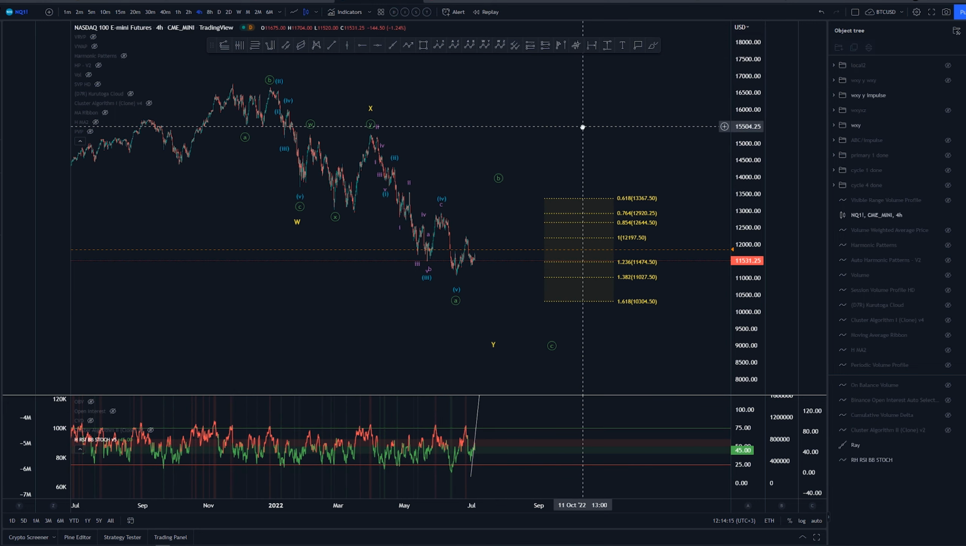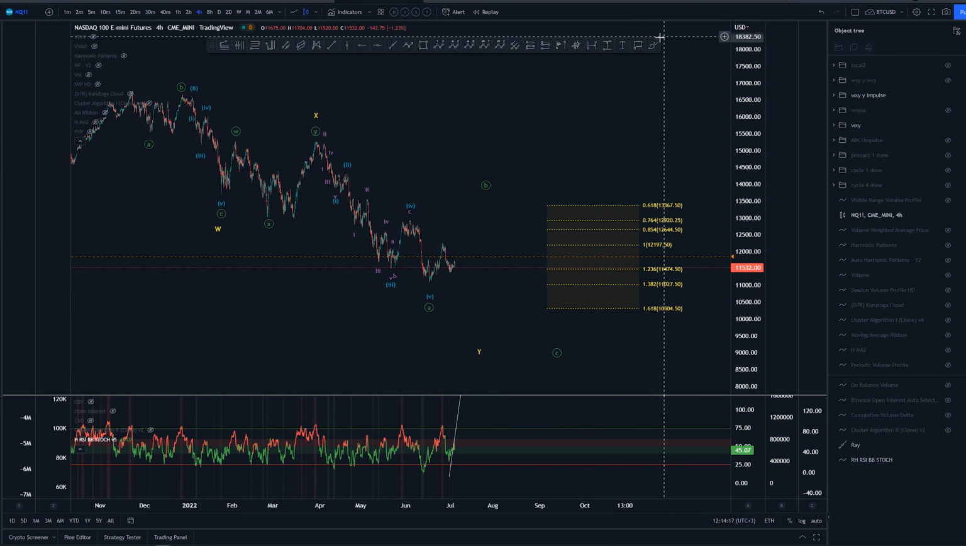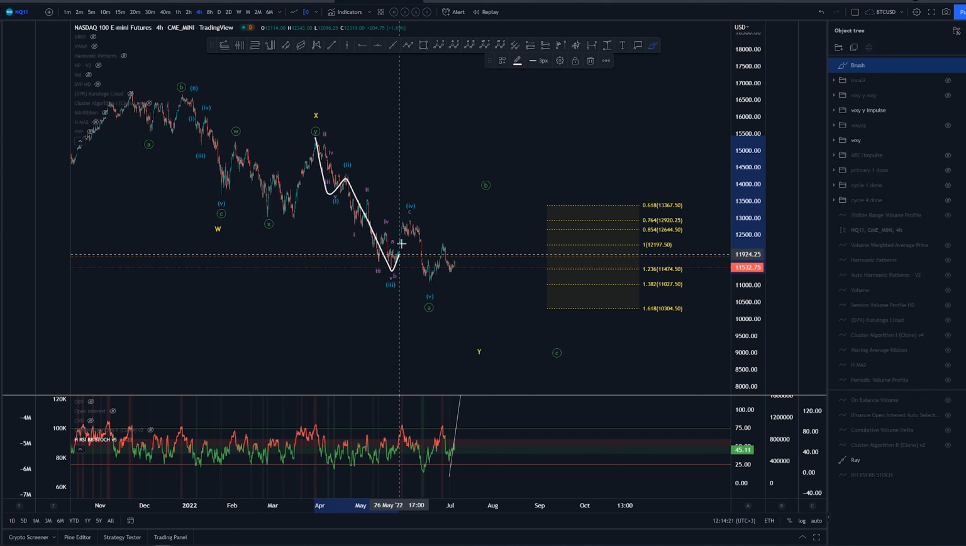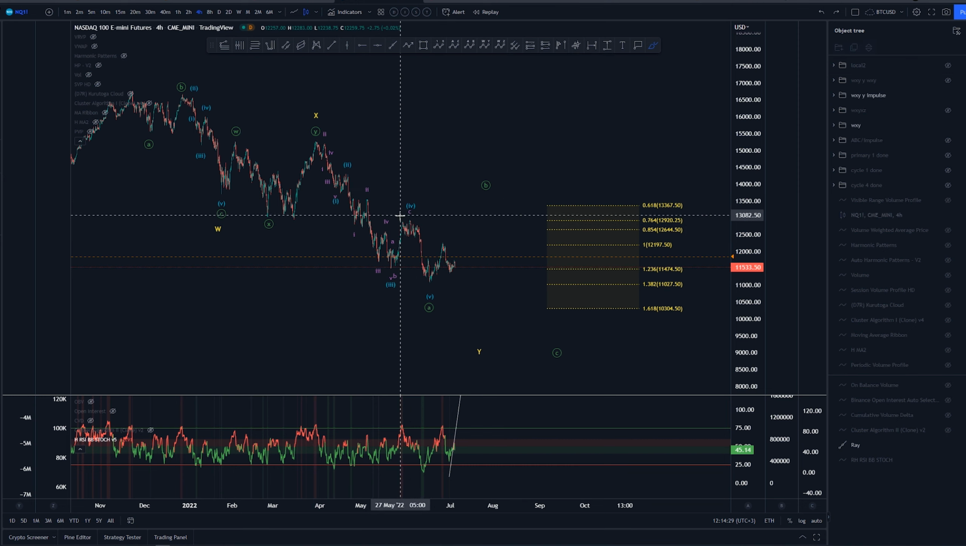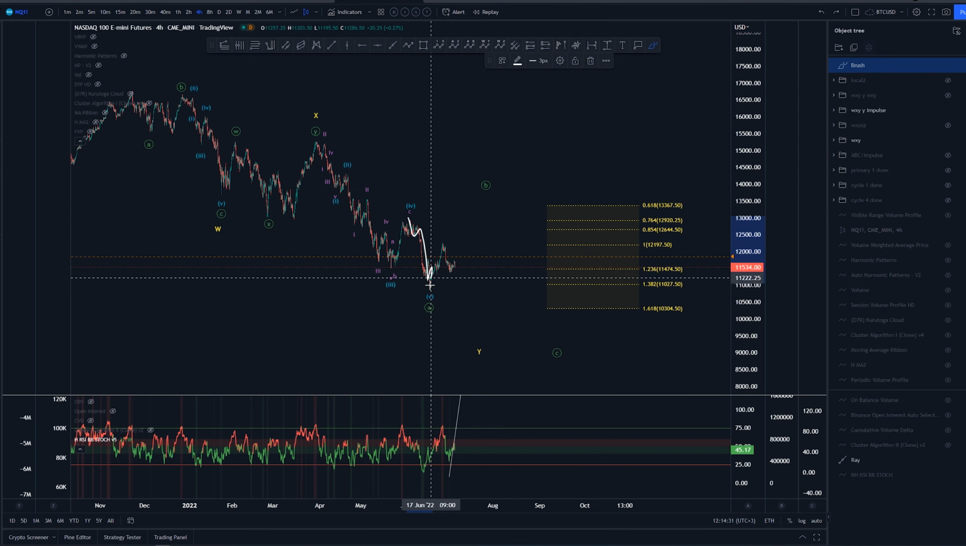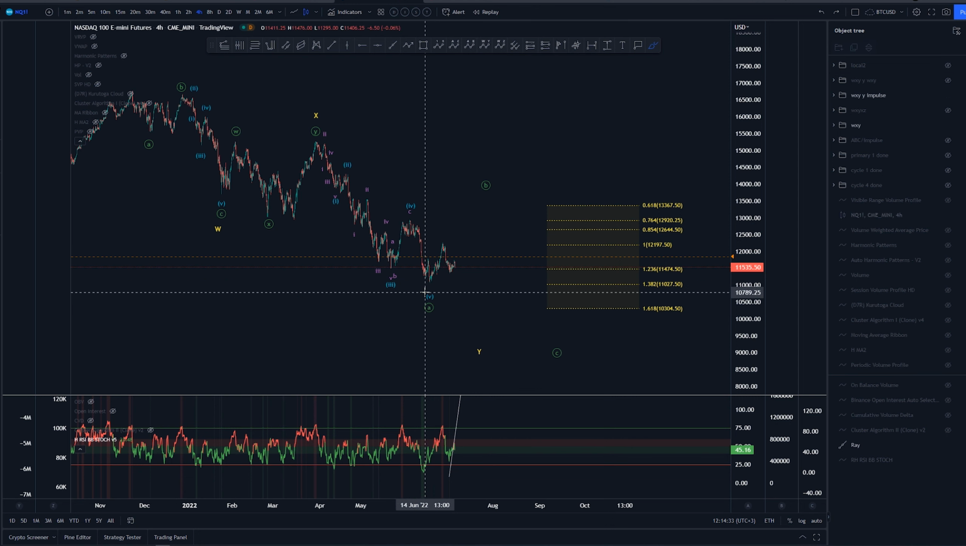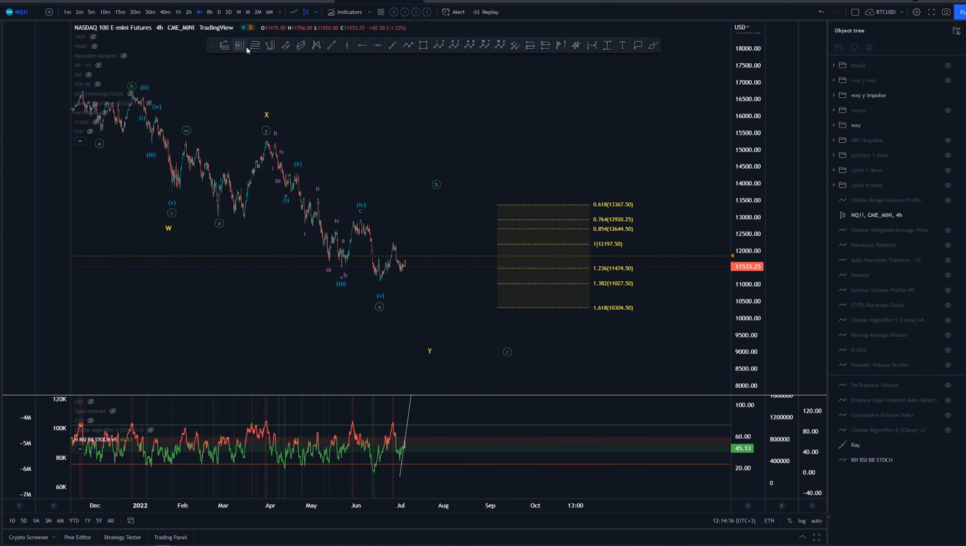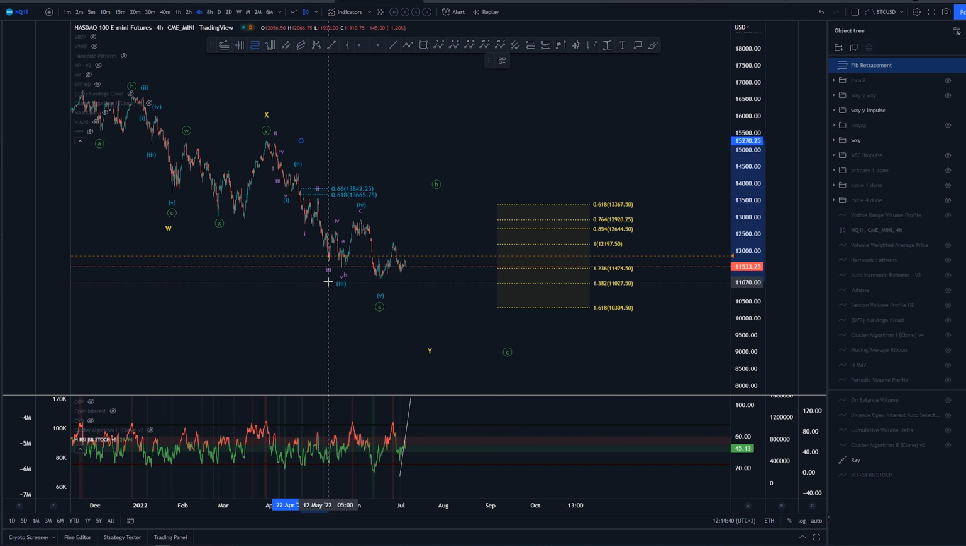Now let's take a look at these WXY count possibilities. In this, I've labeled this as 1, 2, 3, 4 and 5. A bit different than in the ABC or impulse wave count downwards. Here we would say that we have a 5-wave structure completing the A wave. At this point we would be expecting higher for the wave B to go to. Let's see how high we would be expecting.